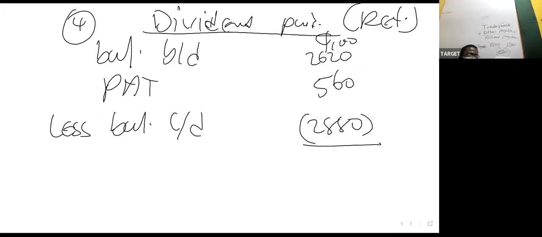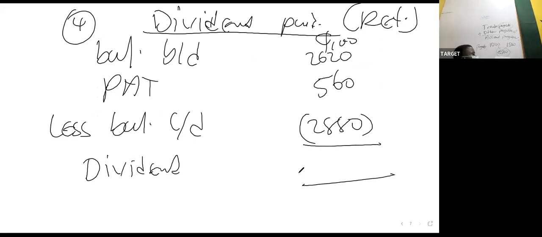What do you get? So this is dividend paid. Dividend paid, what do you get? So 2620, 562, and 880. 300, right? That's the alternative. Still working for dividend paid, alternative.